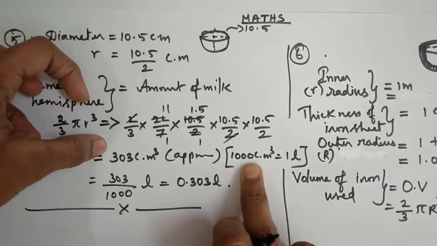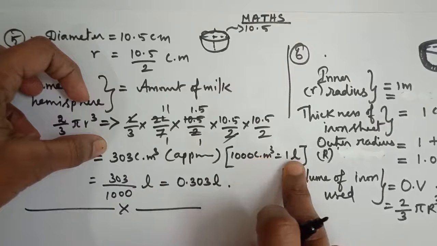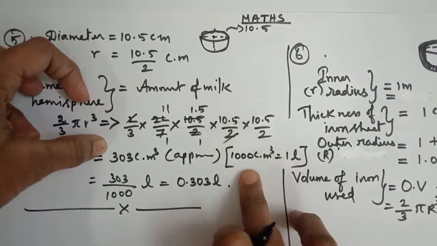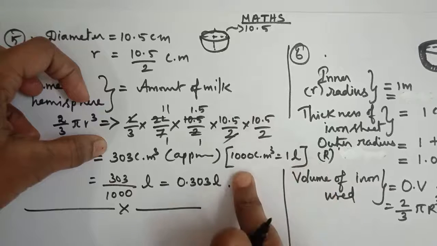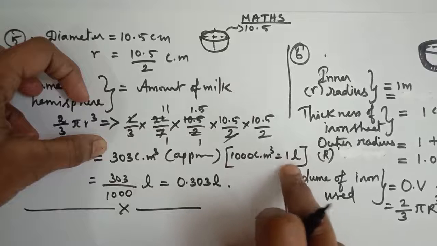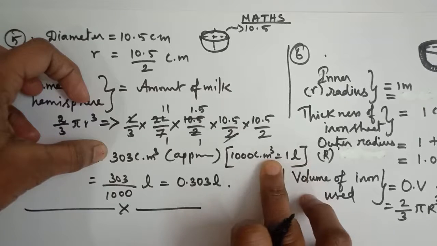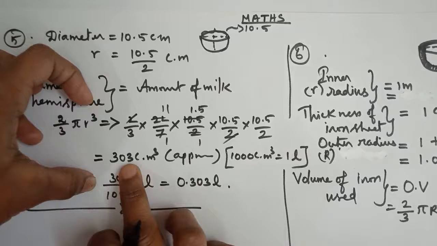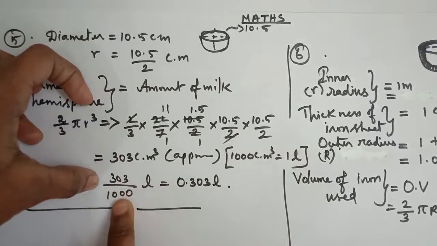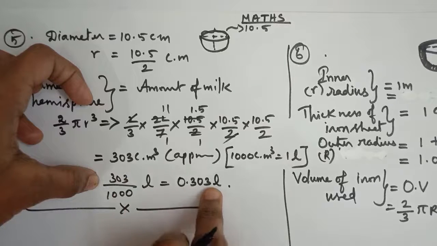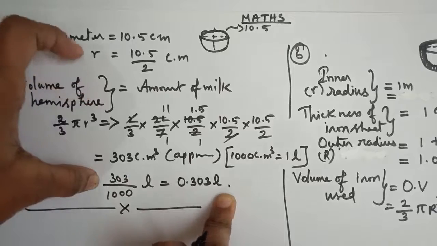Here 1000 centimeter cube is equal to 1 liter. Already I have taught you 1000 centimeter cube equal to 1 liter, 1 meter cube is equal to 1000 liter, 1 meter cube is equal to 1 kiloliter. You have to keep this in your mind. So 1000 centimeter cube equal to 1 liter, that's why you should divide this number 303 by 1000. At last we have 0.303 liter. This is the final answer. Is it clear?